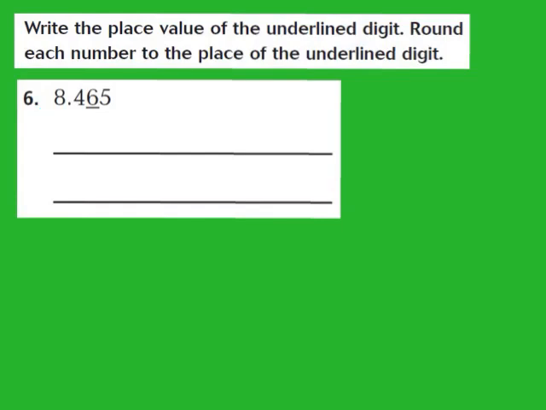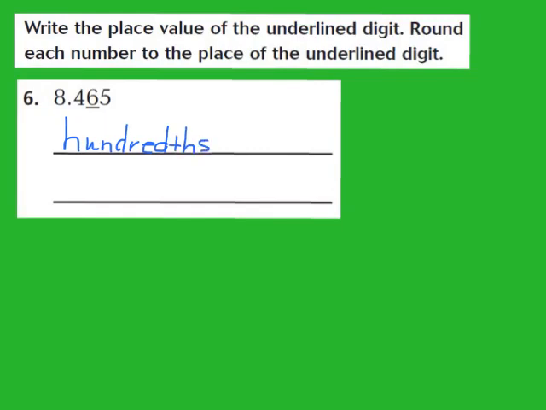Now, let's review that decimal place value once again. Right behind my decimal, I know that I have the tenths place, then I have the hundredths, and then I have the thousandths. Well, I have to focus on that 6, which is my underlined digit, and I know once again that my 6 is going to be in the hundredths place. So the first thing I'm going to do is write down that my 6 is in the hundredths place. And that takes care of the first part of my directions.